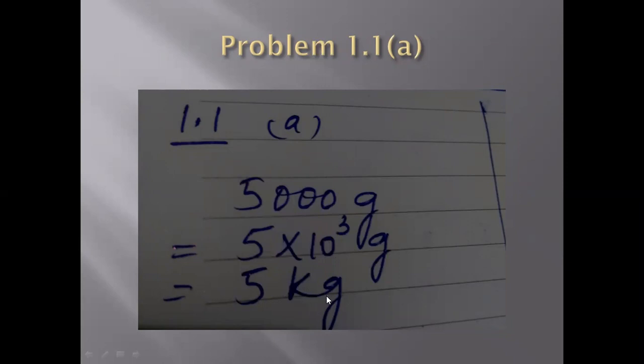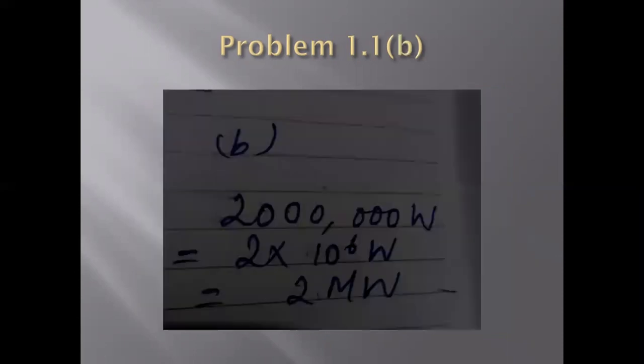In the questions, we are being asked to write down our answers using the prefixes. In the question, there was no prefix, it was 5,000 grams, and the answer has kilo as the prefix.